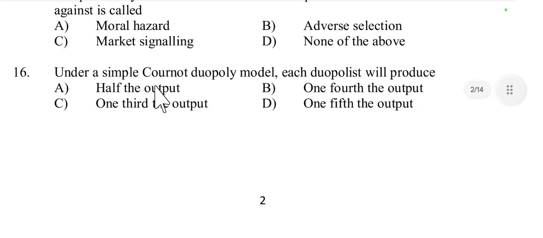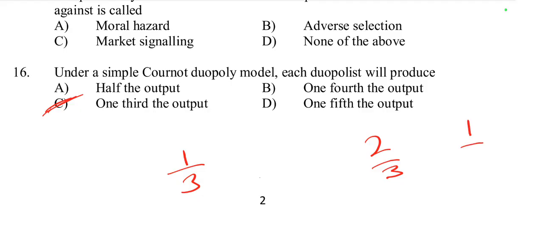Question 16: under a simple Cournot duopoly model, each duopolist will produce half of the output, 1/4 of the output, 1/3 of the output, or 1/5 of the output. According to the Cournot duopoly model, each duopolist will produce 1/3 of the output, option C. So C is the right answer, because in a Cournot duopoly with two identical firms and linear demand, total output is 2/3, and each firm produces 1/3 of total market demand.